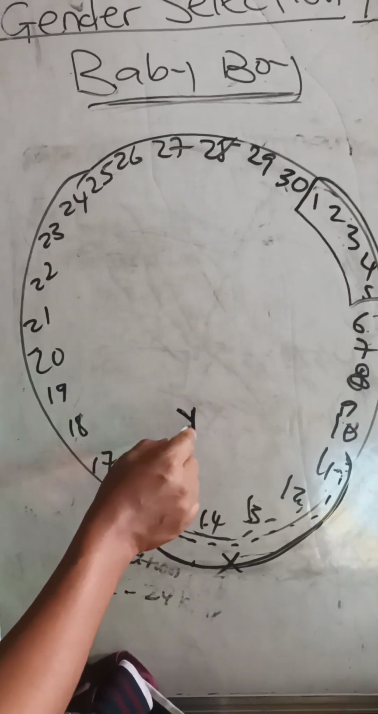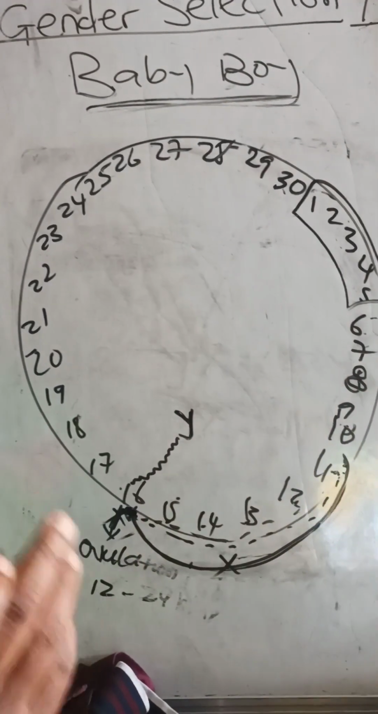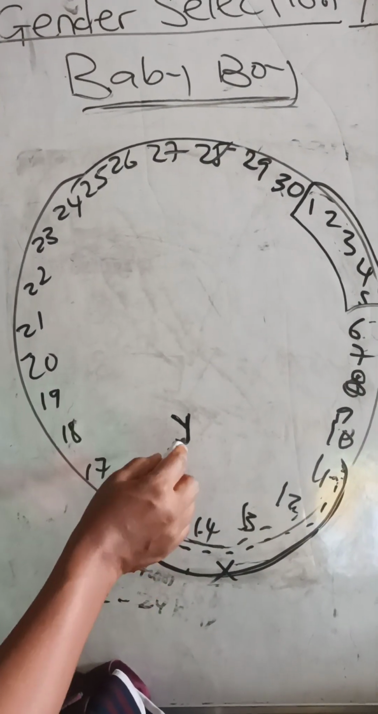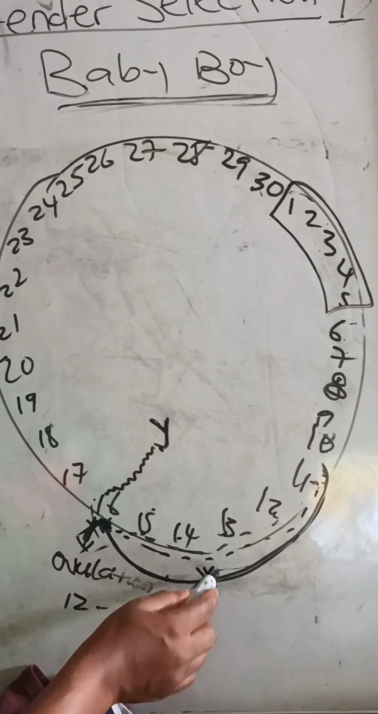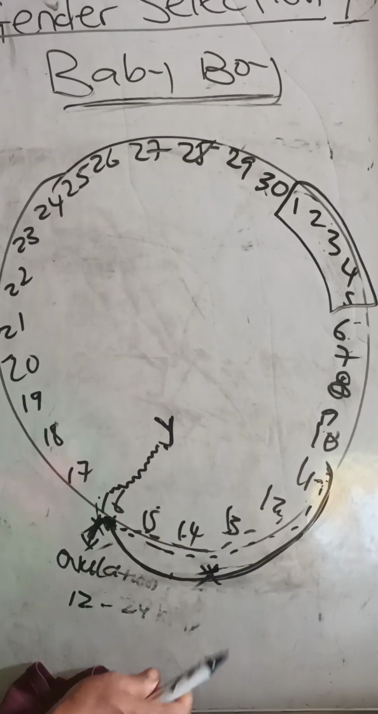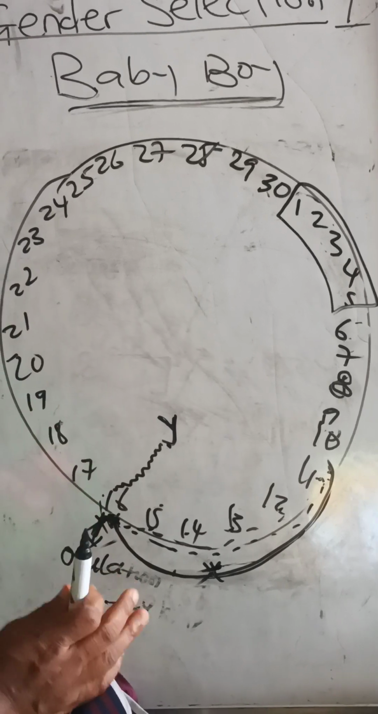Then the Y sperm cell will be able to swim faster. I'm also going to teach you some conditions that will help this sperm cell to swim faster and get to the egg before the X sperm cell. So let's go on with the lesson. I hope you get this one very clear.